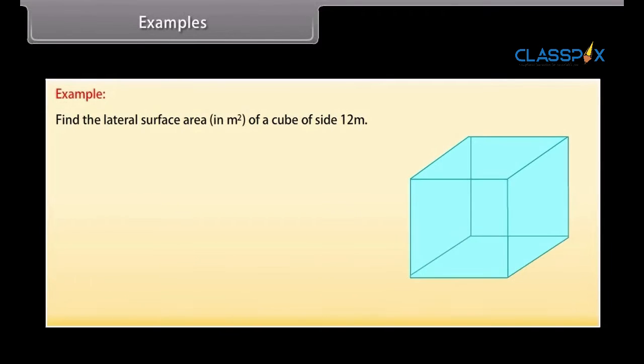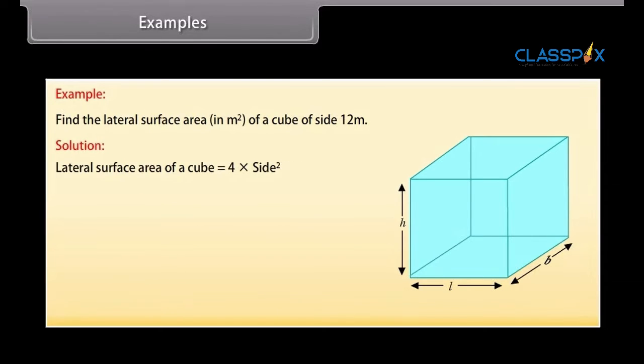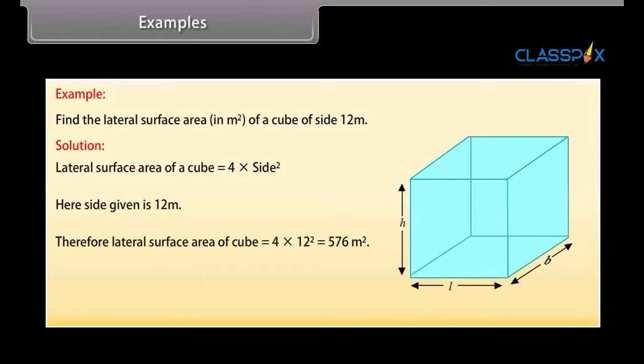Example. Find the lateral surface area in meters square of a cube of side 12 meters. Solution. We know that the lateral surface area of a cube is equal to 4 into side square. Here the side given is 12 meters. Therefore, lateral surface area of the cube is equal to 4 into 12 square, which equals 576 meters square.